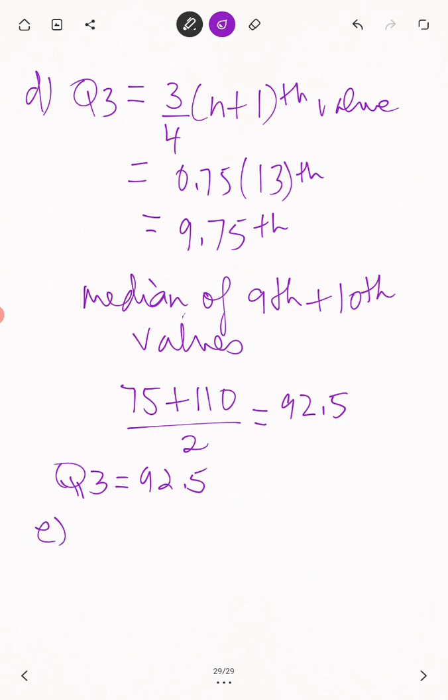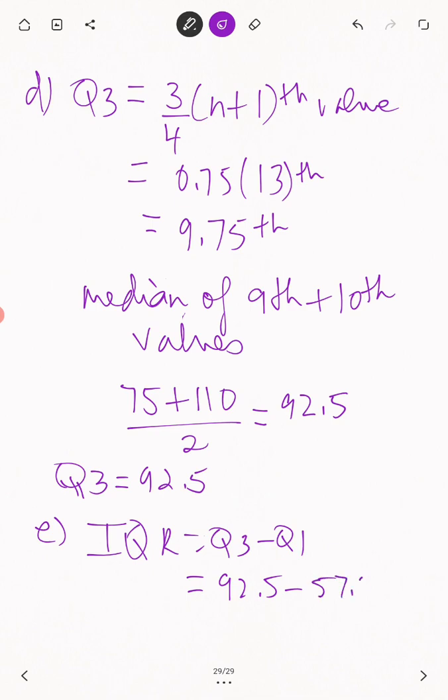Part E asks for the interquartile range, which is just the difference between Q3 and Q1. So that's 92.5 minus 57.5 in this question, which comes to 35.